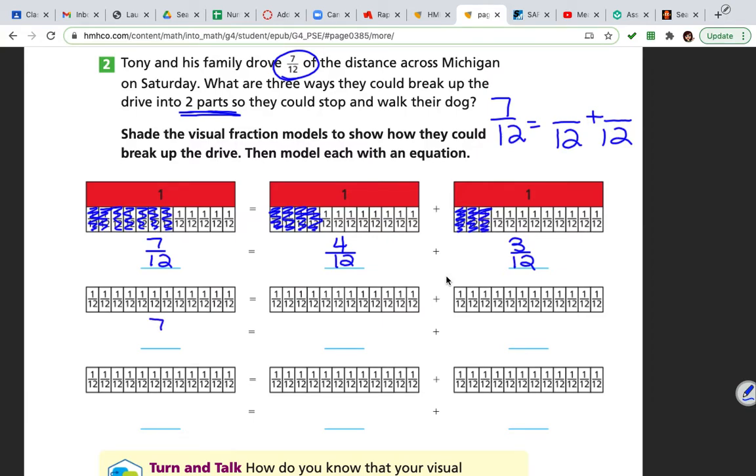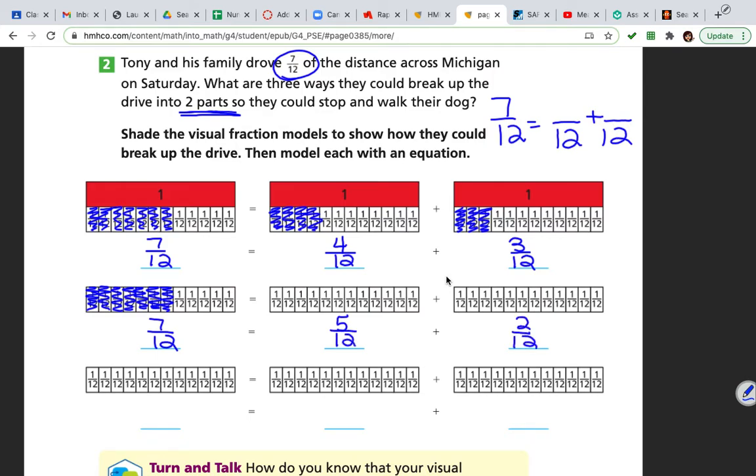So we're starting with 7/12 again. So shade in 7 pieces. 1, 2, 3, 4, 5, 6, 7. And remember, pause the video if I'm going too fast. So let's break up 7 a different way. Let's do 5 and 2. Let's do 5/12 plus 2/12.